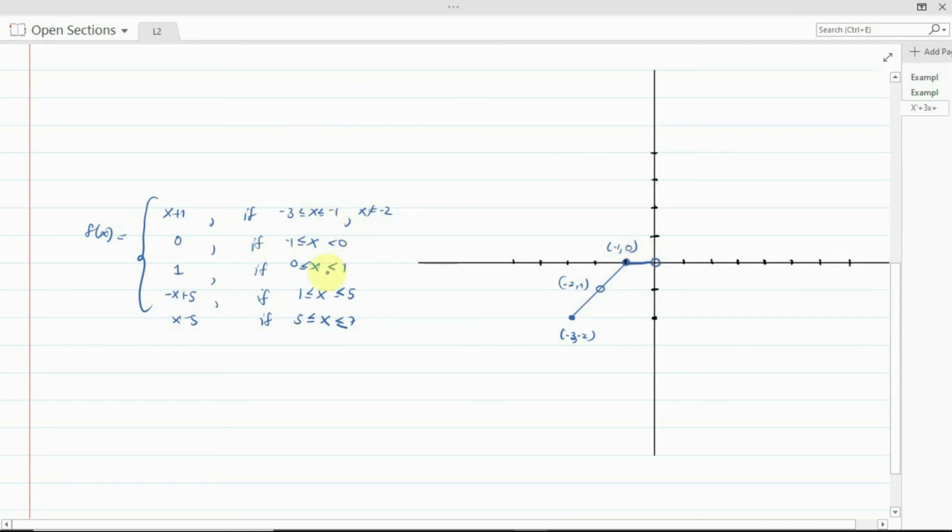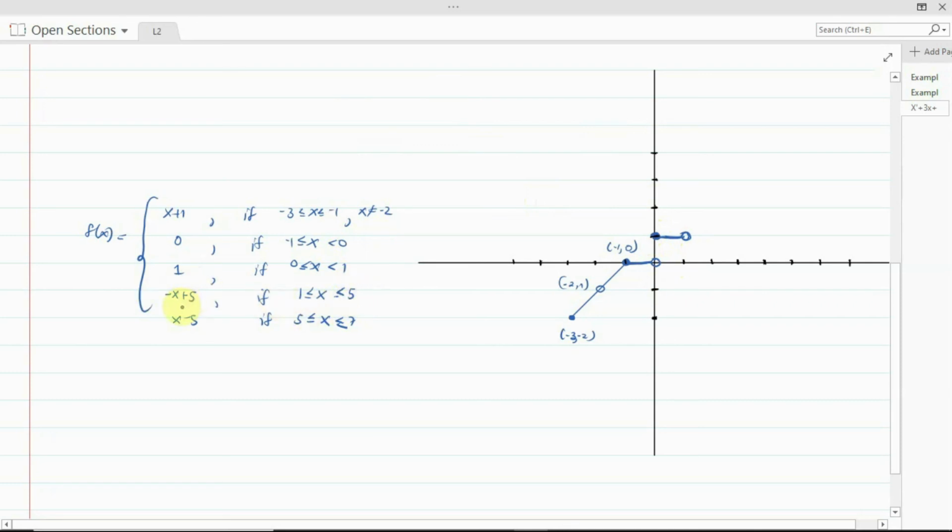Next, if x is between 0 and 1, including 0, excluding 1, it's just the line y equals 1. So, this is also just a hole, because excluding 1. Okay? Next, if x is between 1 and 5, including 1, excluding 5, it's the line negative x plus 5.